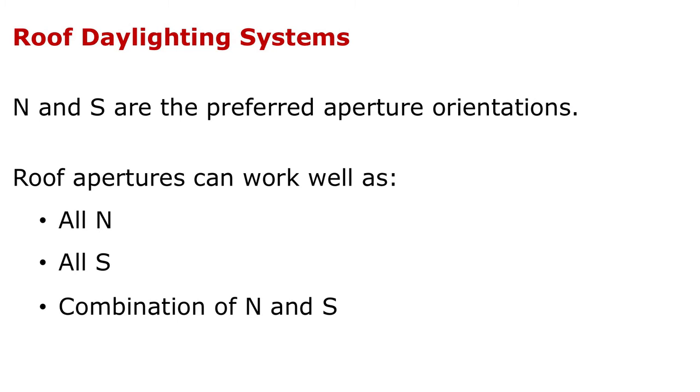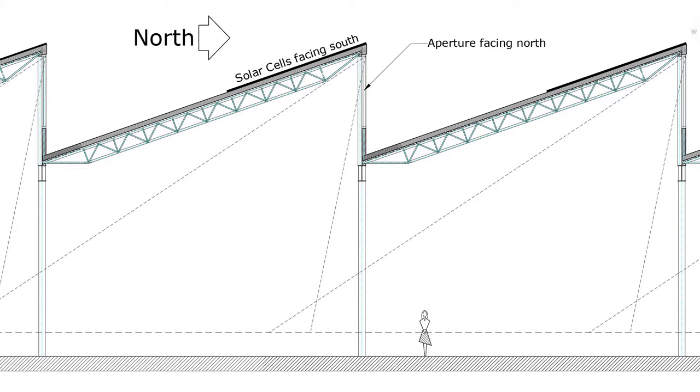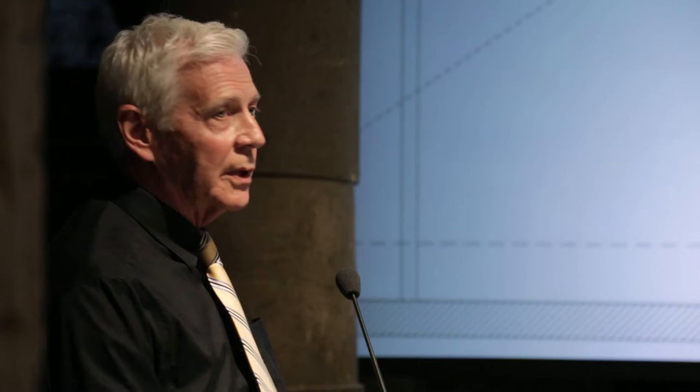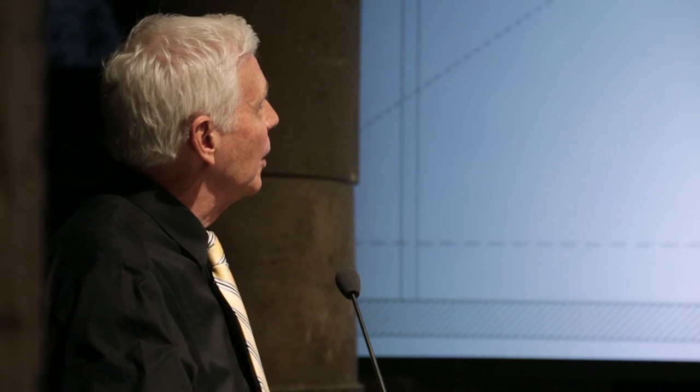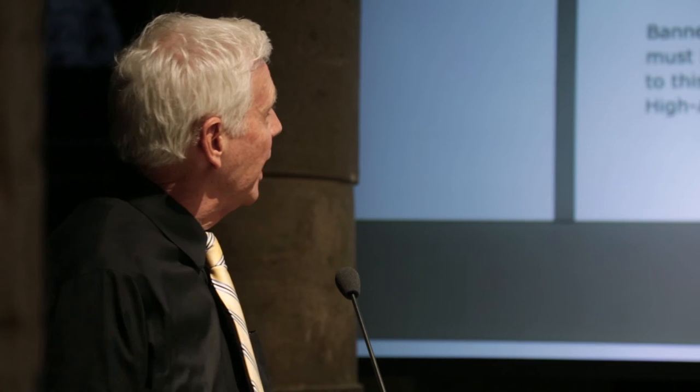So this might be an example. This is a sawtooth roof where we have a south-facing slope, north aperture, and in this case, we have a very sweet combination because we can put photovoltaics on the south-facing slope, and we're harvesting beam sunlight for what it's really good for. And in the meantime, we're bringing in mellow and very well-behaved north sky.